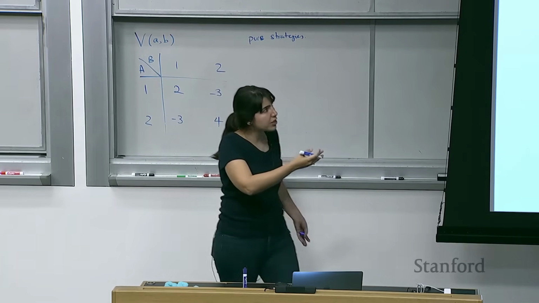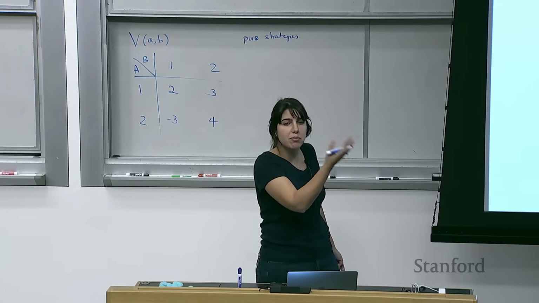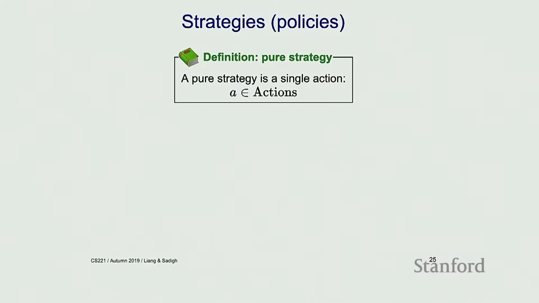The difference between pure strategy and deterministic policy is, if you remember, deterministic policy, again, is a function of state, right? So it's a policy as a function of state. It gives you an action. Here we have a one-move game, right? So it's just that one action. And we call it pure strategy.